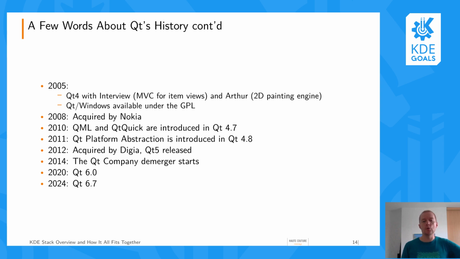In 2012, the company is acquired by Digia, after Nokia, where we've seen basically Nokia stopped making smartphones and went back to making boots. And so it gets under the stewardship of Digia. And in 2014, so 10 years ago, there was a demerger between Digia and the company that they bought. So there are still ties between them, but the Qt Company becomes more independent from the Digia day-to-day business again. Fast forward to 2020, we get 6.0, and in 2024, 6.7.